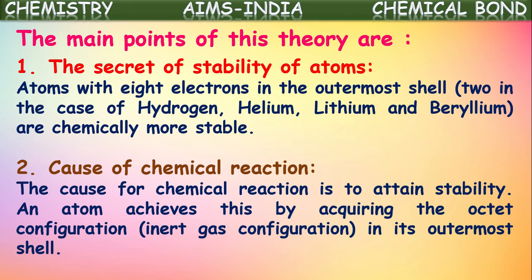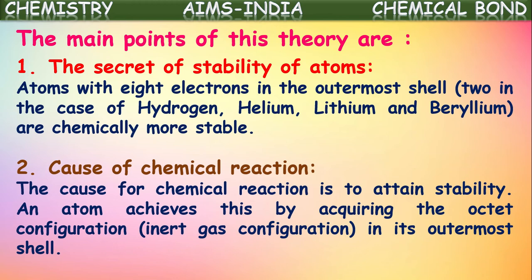Next point is cause of chemical reaction. It is explained here why elements are being more reactive. Some elements are being more reactive, and as we told in the first point, elements with octet configuration are being least reactive. So why are other elements being reactive? It is explained here. The cause for the chemical reaction is to attain stability. So simply it is told here in a single line. For the complete chemical reactions, the main cause is to attain stability.